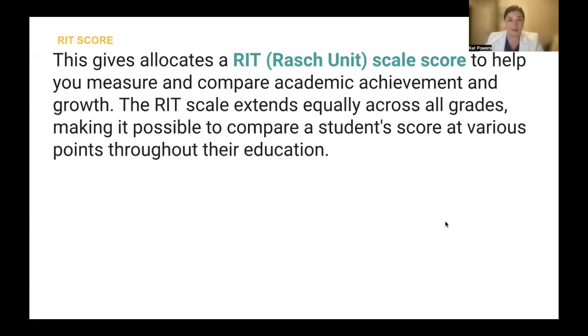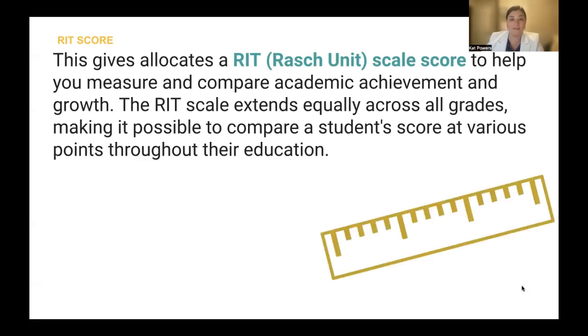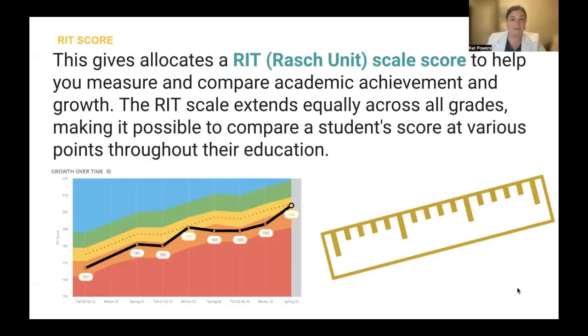Now, after a student is done taking the assessment, this gives you a RIT scale score. A RIT scale score allows you to measure and compare academic achievement and growth over time. It is agnostic of grade level and agnostic of age, so it allows you to really see where a student is on their overall learning trajectory. I think about this as a ruler. It's a point in time on a long scale of where a student could land. Here's an example of what it might look like to see a student's RIT score over time as they progressed multiple grade levels.